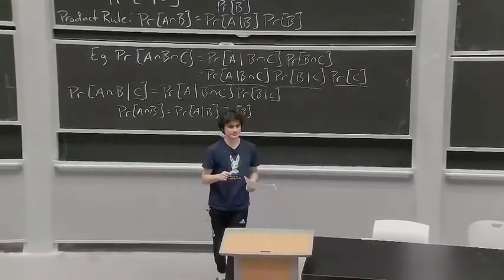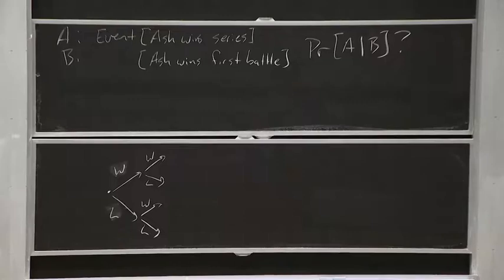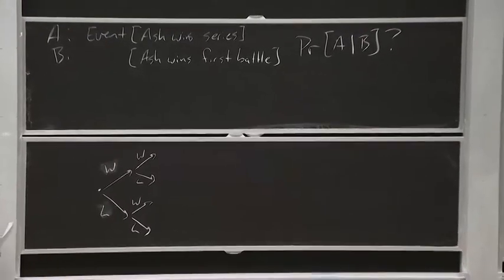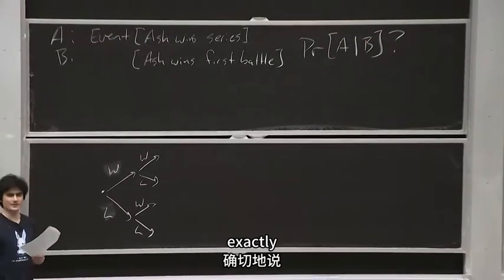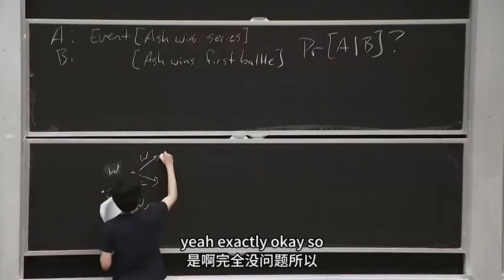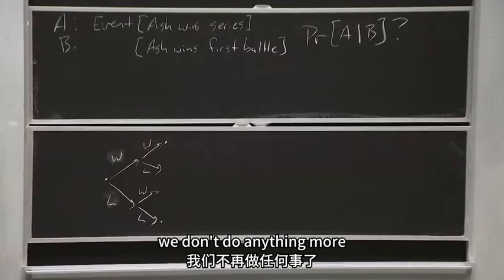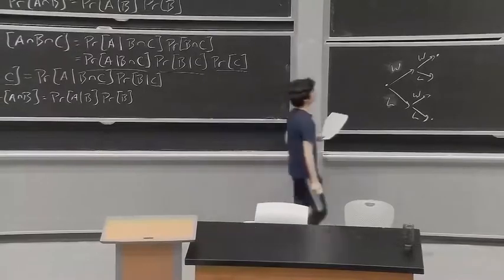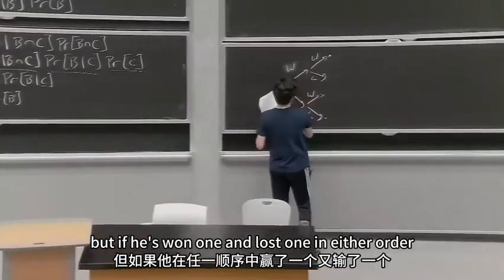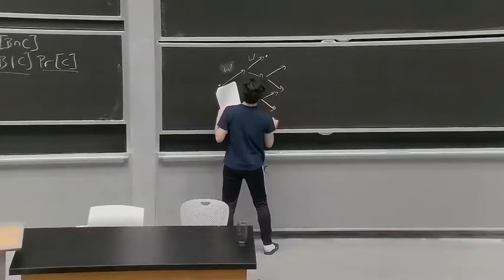If he's 1-2, it's over. If he's 1-1, lost 1, go again and split into 2 separate outcomes. If he's lost 2, that means that he's lost the series. So if he is 1-2 or lost 2, those are just leaves now. We don't do anything more. The series is over. But if he's 1-1 and lost 1 in either order, we can now split again.